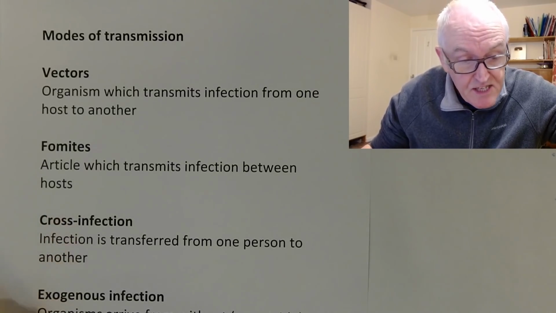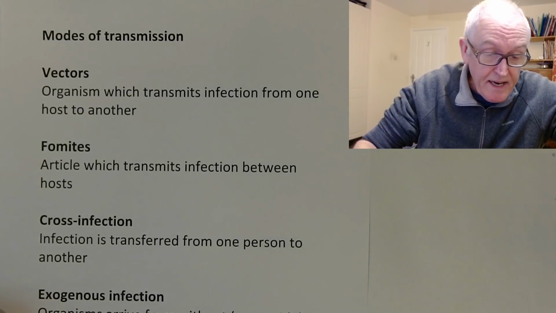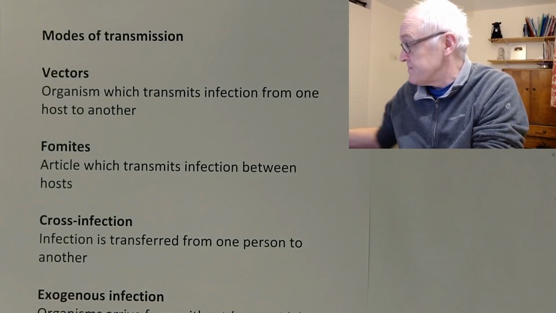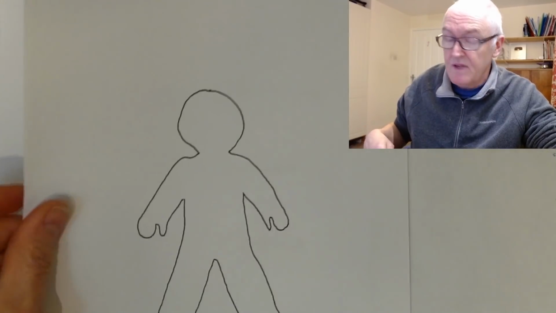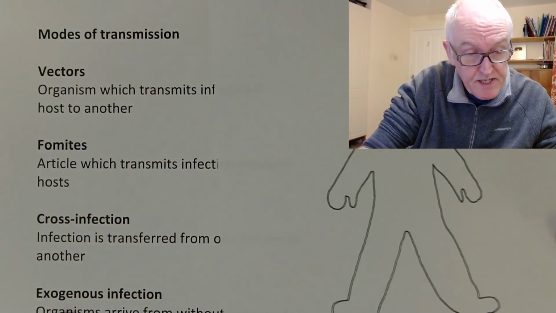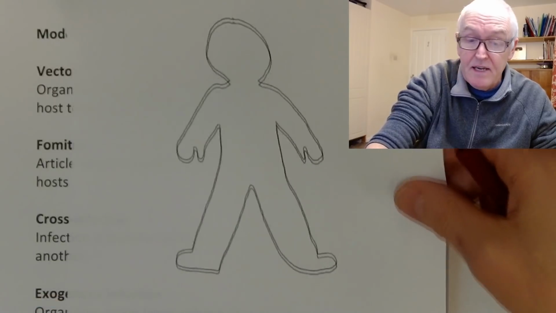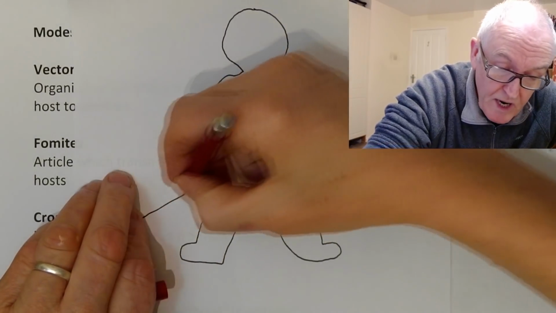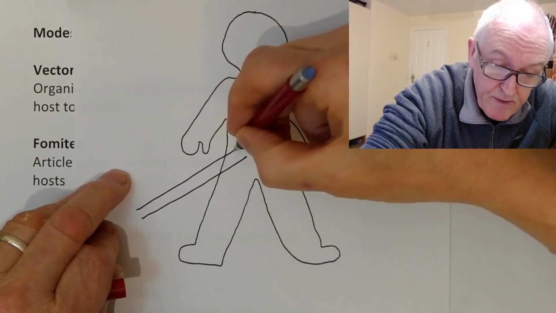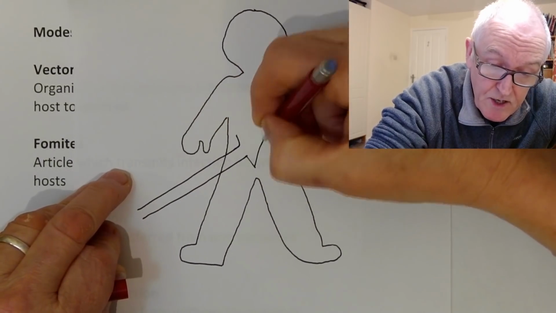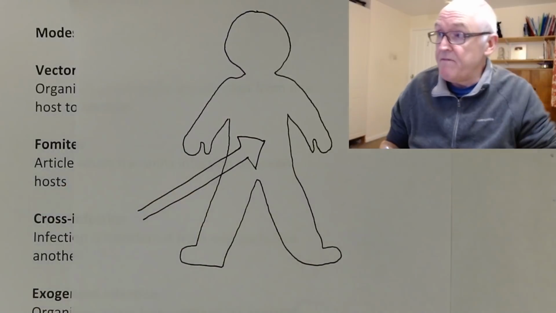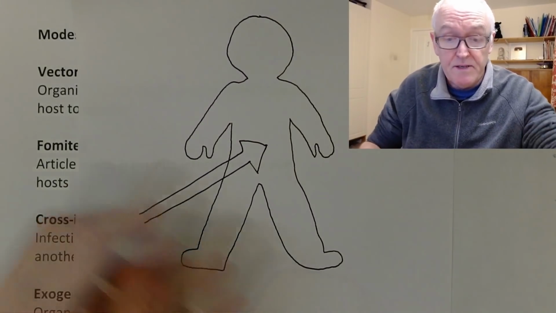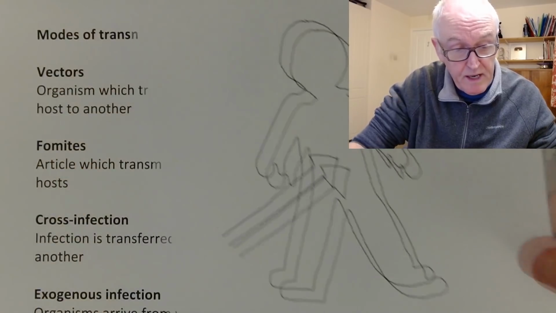Now, exogenous infection is when infection arrives from outside the person. So here we have our person. Exogenous infection is infecting the person from outside. It's coming from somewhere else. It could be from an outside person, could be from an outside object, and that is causing infection in the person from the external environment. And of course, this can happen quite commonly.